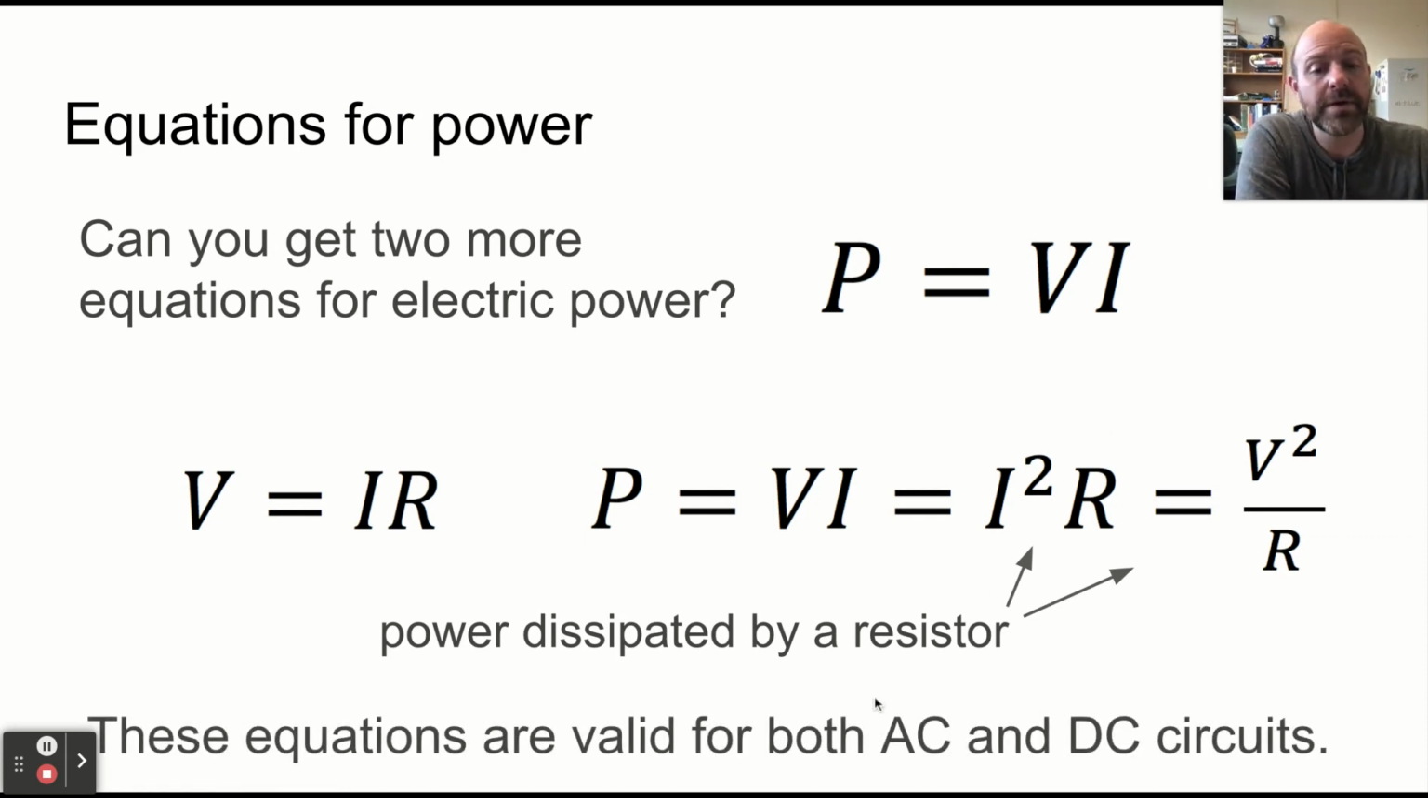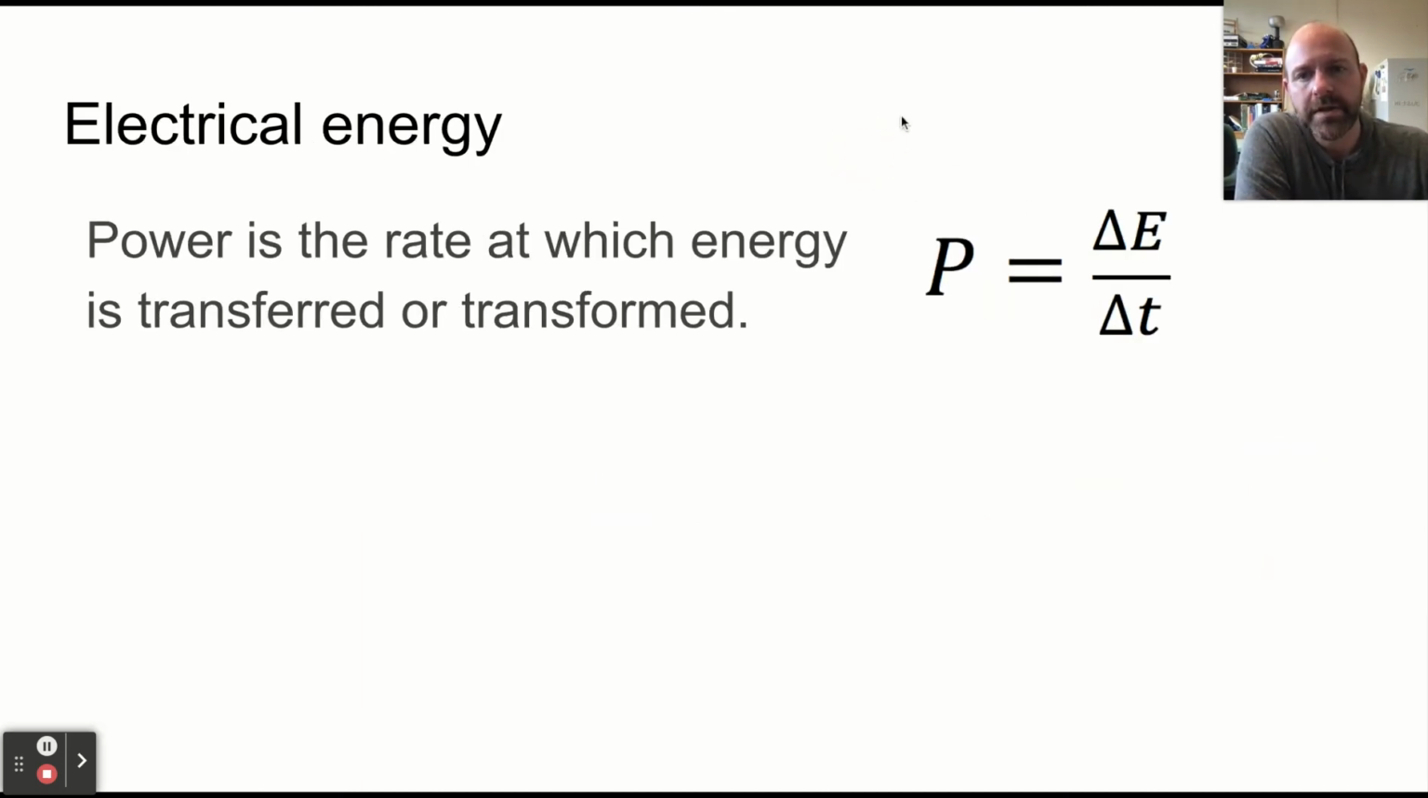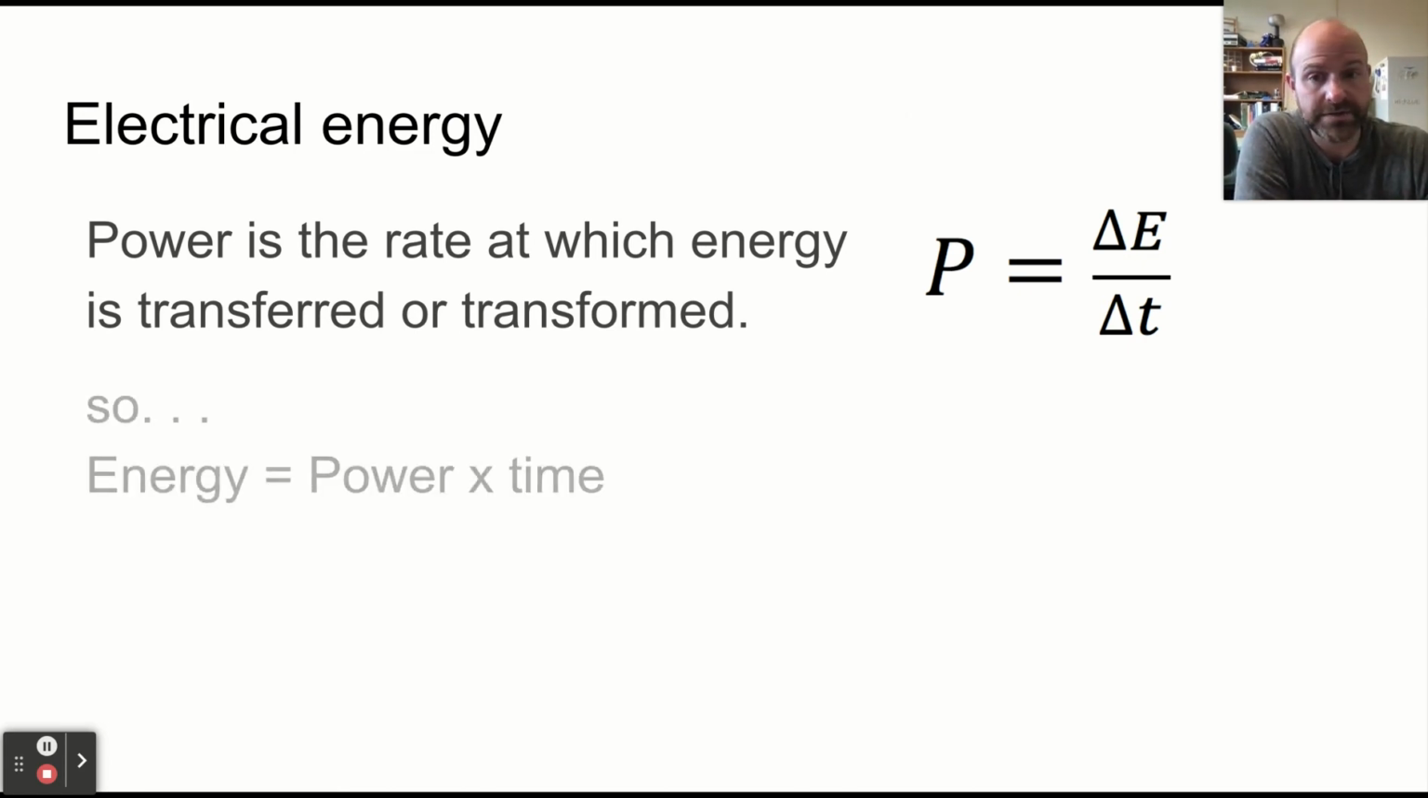These equations are valid whether it's alternating current, which is what comes out of the plugs in your house, at school, etc., and DC circuits, like the things that come from batteries, which is what we are playing with in our Castle kit. So when it comes to electrical energy, we said power is the rate at which energy is transformed. So if you wanted to find the total amount of energy used, you would multiply the rate at which power is being transformed by time to get energy.